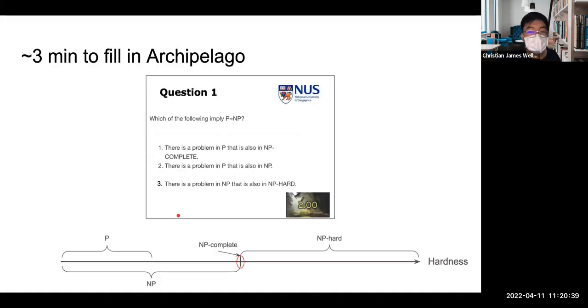Okay, so the first question is there are some of these statements. Maybe you don't want to prove P equals NP directly, but some of these statements are going to imply P equals NP. Which one of them do you think it is? Is it that there is a problem in P that is also NP-complete, or a problem in P that is also in NP, or a problem in P that is also NP-hard? Which one do you think it is? Try thinking about it and fill in Archipelago.